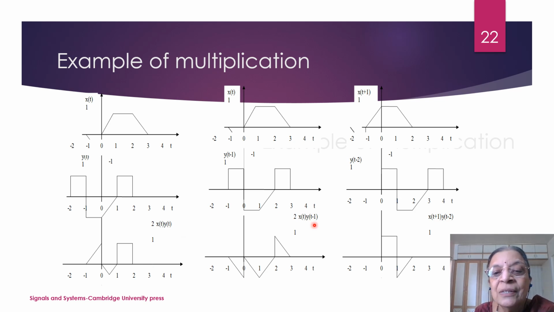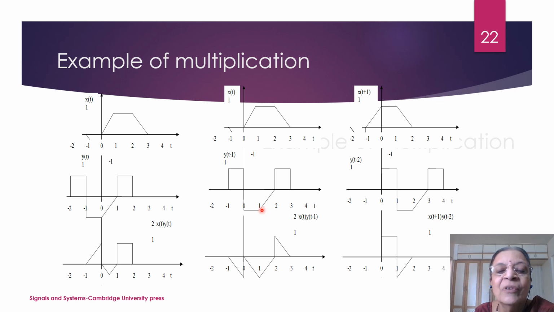So in this case, it is x of t into y of t minus 1. What is y of t minus 1? Shift this y of t towards the right by one sample. Then just take the product sample by sample. So here this is 1 and this is varying between 0 to minus 1, so it will vary between minus 1 to 0 because this is 1. Then this is between 0 to 1, and this is equal to minus 1. So this plus and minus will become minus.